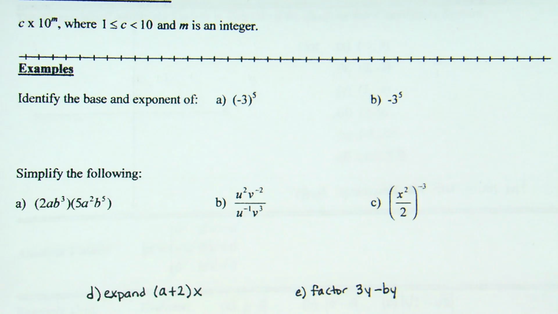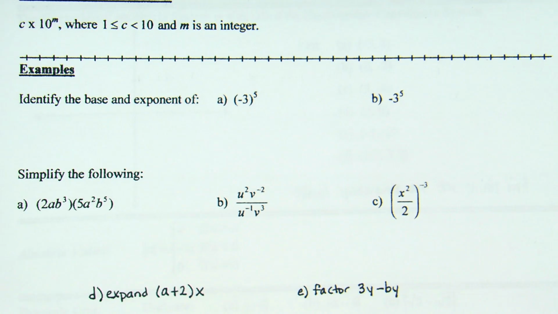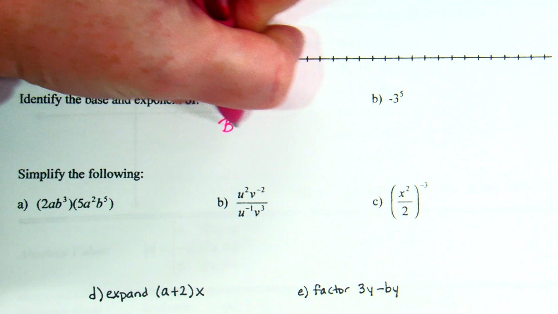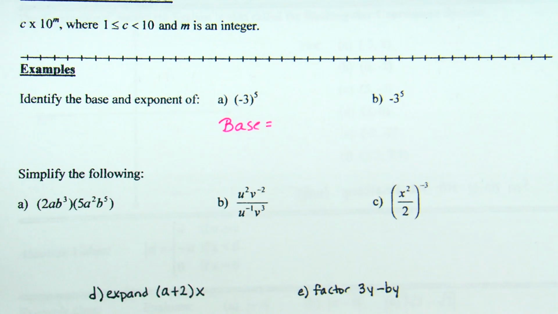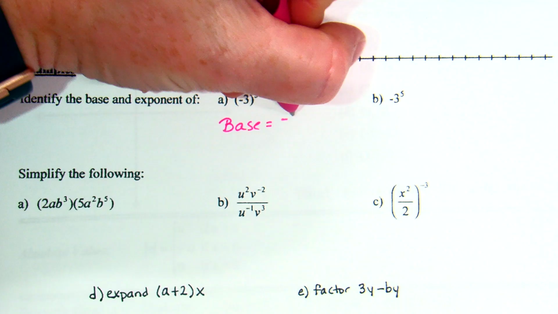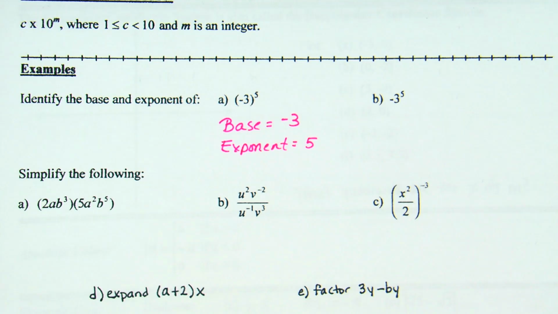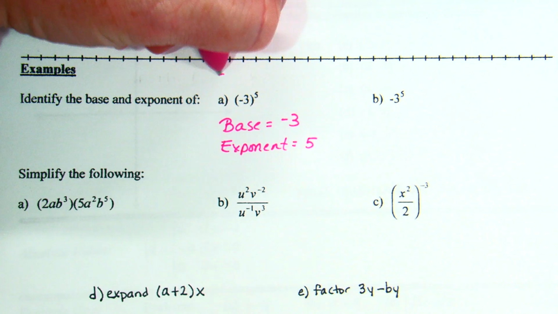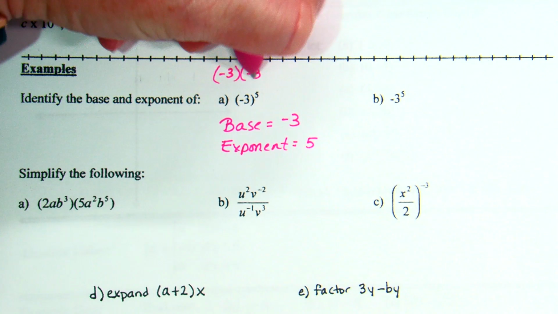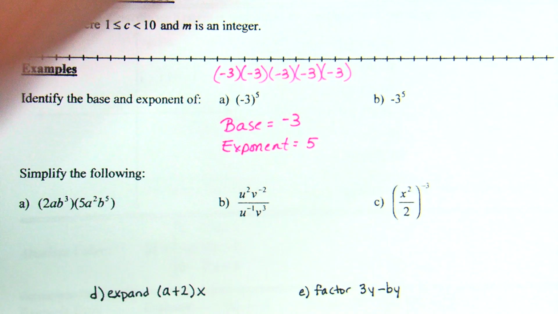Okay, let's get the easy stuff out of the way. Identify the base and exponent of (negative 3) to the 5th. What's the base? Negative 3. It's in parentheses, so the base is negative 3. What's the exponent? 5. Base is negative 3, exponent is 5. Easy peasy. If I were to write this problem out longhand, what does negative 3 to the 5th power mean? Negative 3 times itself 5 times. So negative 3 times negative 3 times negative 3 times negative 3 times negative 3. Just basic information there.